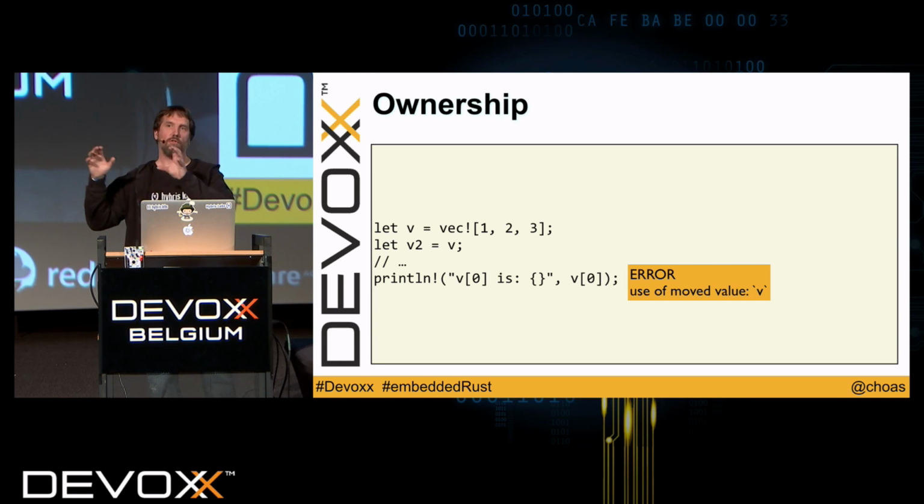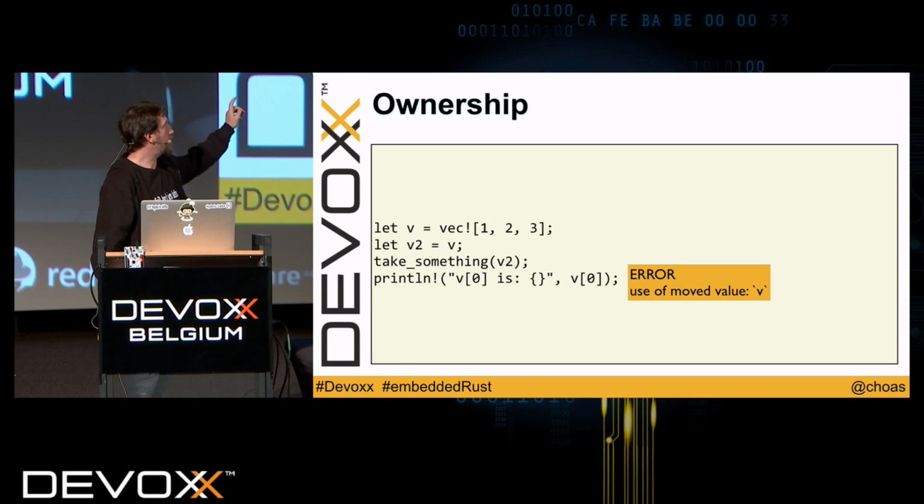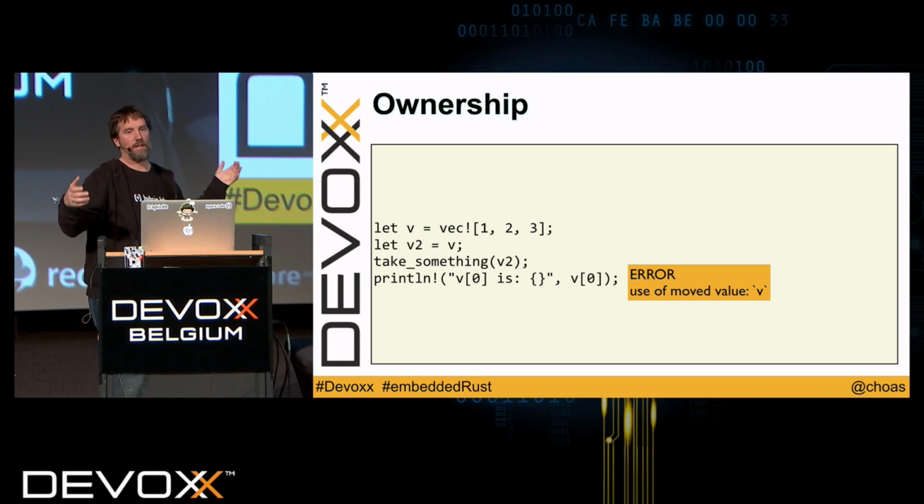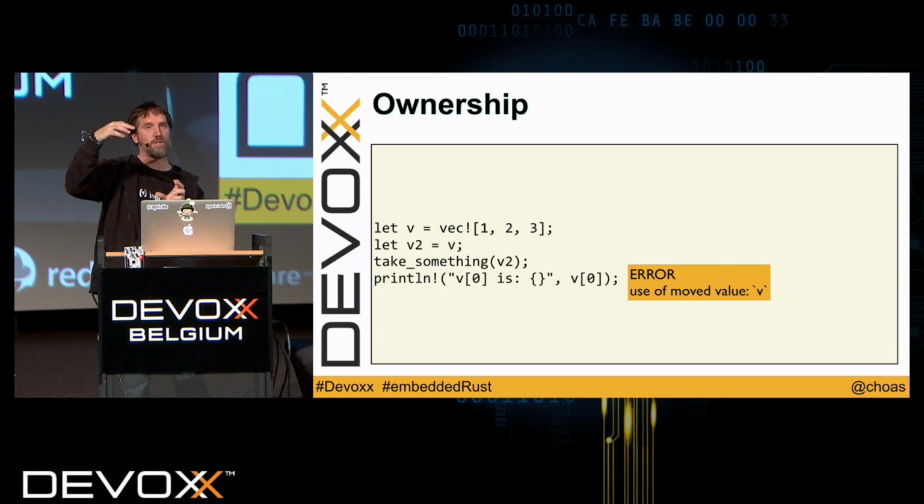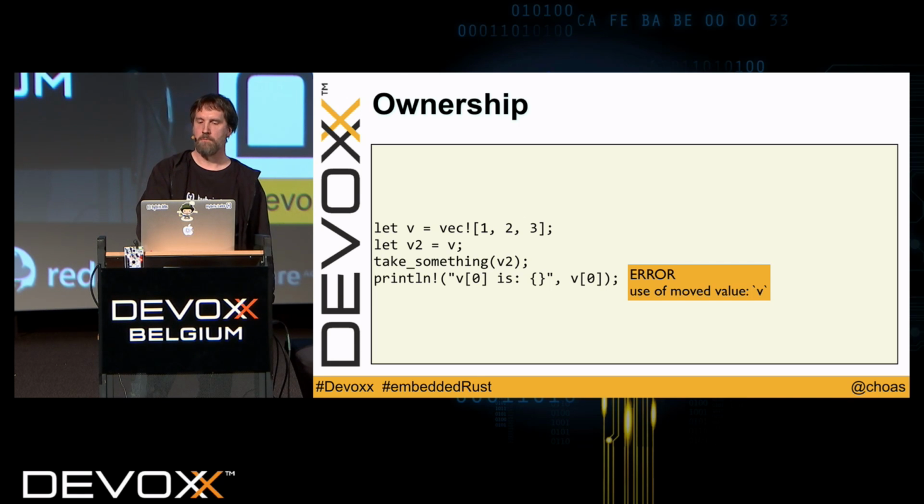So when you assign your first vector to a second variable, you also move the ownership. And the reason for this is there could be something inside of it, like taking something out of vector 2. So you don't know if your first element exists, which value it will have, or something like that.